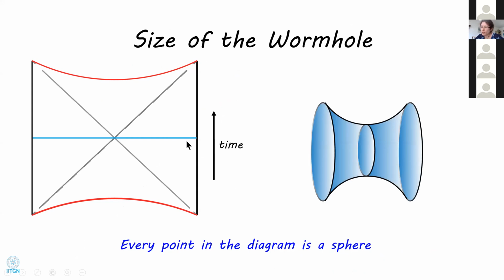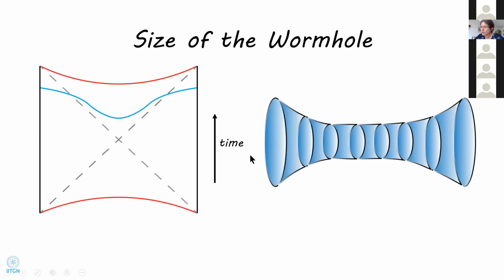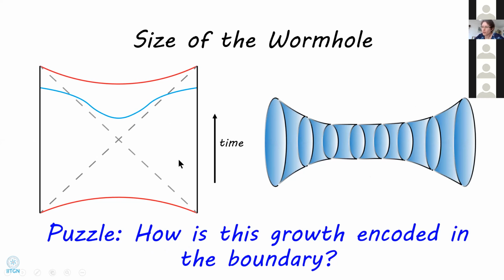And since every point in the diagram is a sphere, at time 0 on both sides the maximal surface is simply a straight line going through the bifurcation, or basically this kind of tube, the wormhole. As time progresses, the wormhole gets longer and longer and longer. And this persists for a very long time, as long as the semi-classical gravity approximation is valid. And the claim is that this is exactly what we expect from complexity.